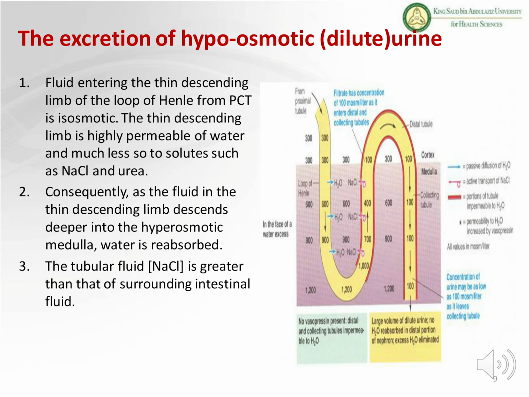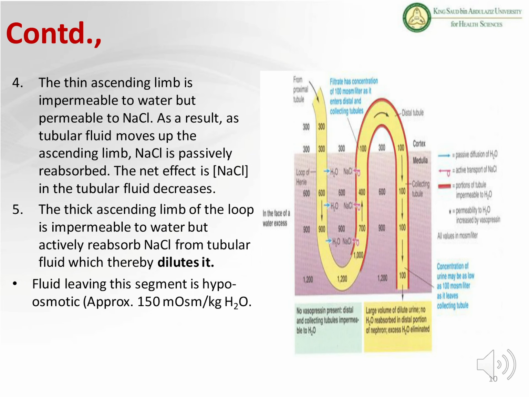So there is going to be a high concentration of sodium chloride inside the tubule. The thin ascending limb is impermeable to water, but permeable to sodium chloride. As a result, as tubule fluid moves up the ascending limb, the sodium chloride is now passively reabsorbed. And the net effect is that the concentration of the tubular fluid is going to decrease.